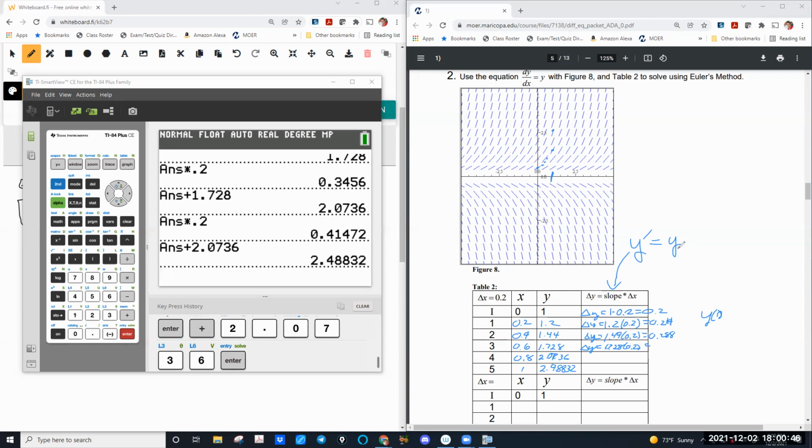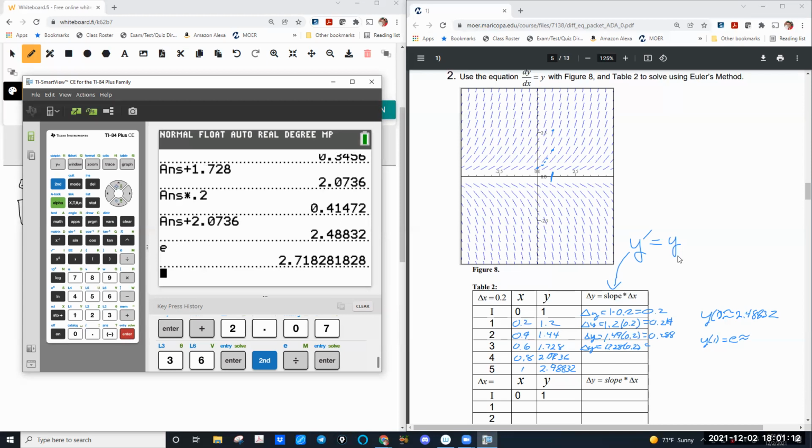So what we find with Euler's method is that y of 1 is approximately 2.48832. Okay, we know the actual answer. We know y of 1 is e because we know what the solution was. Don't feel like you have to memorize e, but if you don't know it, you can always put it in the calculator. e is about 2.718282. Let's just stop there. So clearly our estimate was lower.